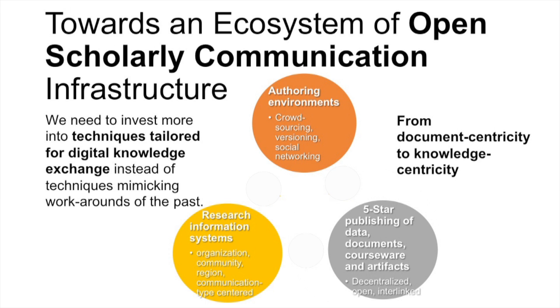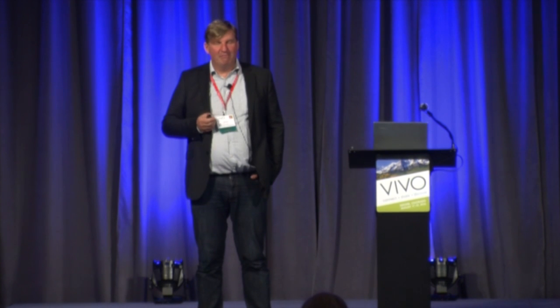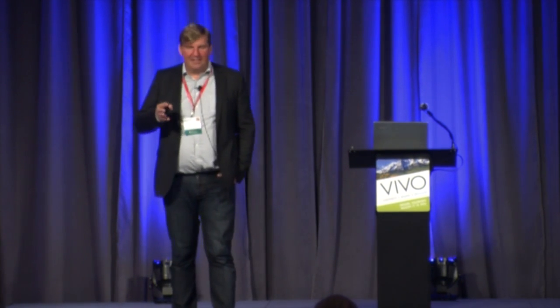And then also improving publishing, adding more stars, not only to the data, but also to documents, to courseware, to also artifacts which we share, to make them rich, interlinked, semantically represented. So overall, coming from a document-centric to a more knowledge-centric viewpoint. I think that's the challenge we face in the area of scholarly communication, and I think we are still far away. Besides the examples I showed, there are of course lots of other examples and approaches in that area, but I think there is a lot of work to do, and we need to try out and play around with many more of these technologies and infrastructures.